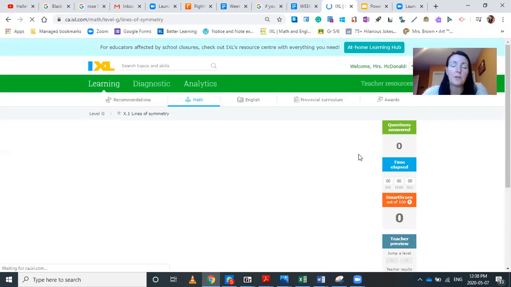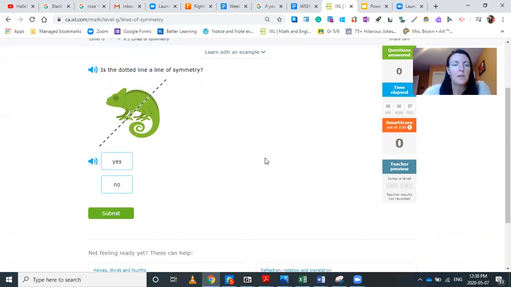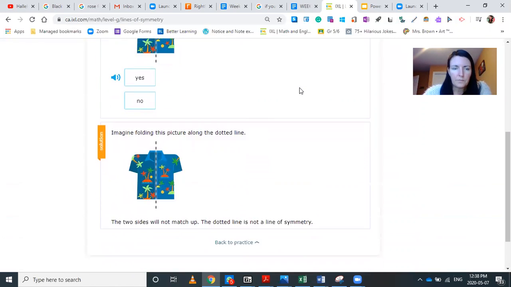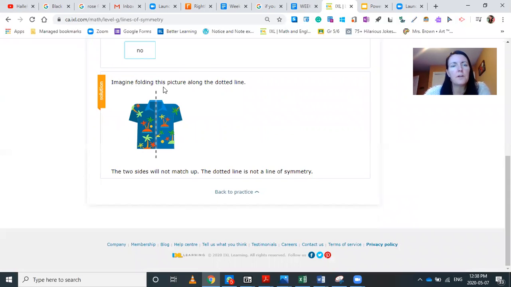So when I did a few practice sessions of this one, it is pretty sticky about using the colors as part of its symmetry, so be aware of that. Now, I want to go to this learn with example. Here, imagine folding this picture along the dotted line. So symmetry, if you had it cut out and you were to fold along that line, it would match up exactly if it was a line of symmetry. So the two sides, they will not match up.